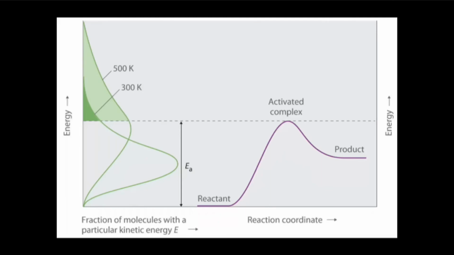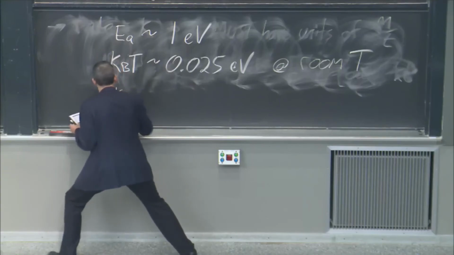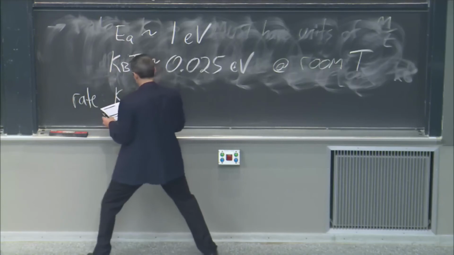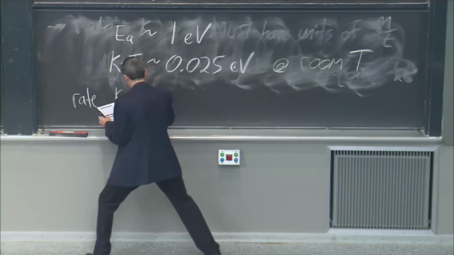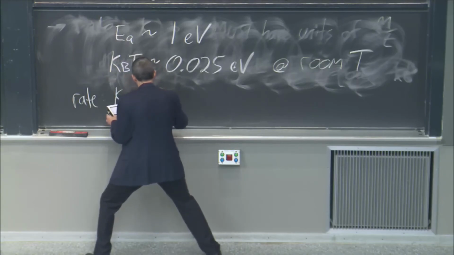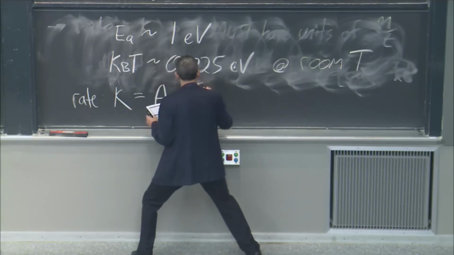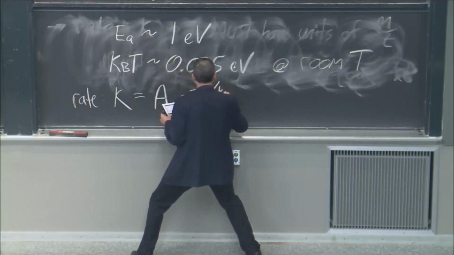Well, when I'm over that activation energy, there's going to be some fraction of molecules that have enough. And that fraction depends on temperature, and that is Arrhenius. And so what we get is that the rate K is equal to some constant A times e to the minus EA over KBT.